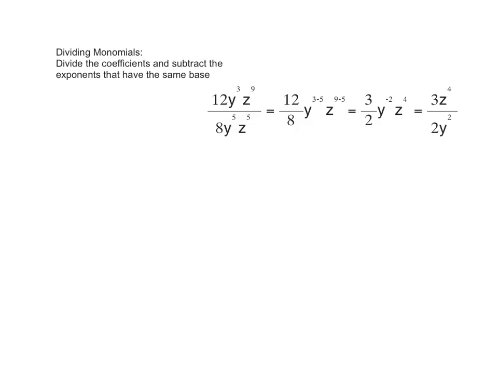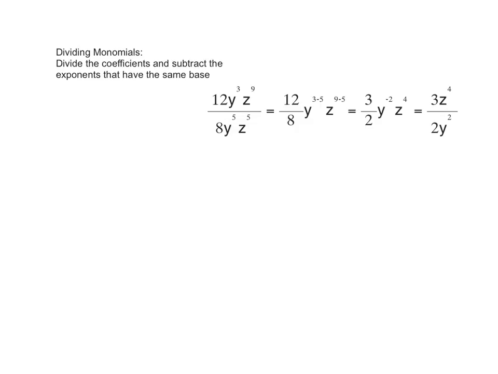All right, so let's simplify this. I have 12 over 8 y to the power of 3 minus 5 z to the power of 9 minus 5. Notice the 12 divided by 8. I don't have to find a number that goes into it evenly, so I'm going to simplify that. I think of a number that goes into 12 and 8, and that would be 4. So it's simplified to 3 halves, and then y to the power of negative 2, z to the power of 4.